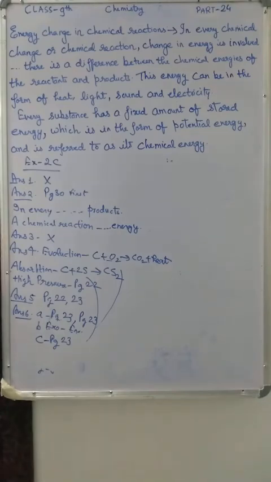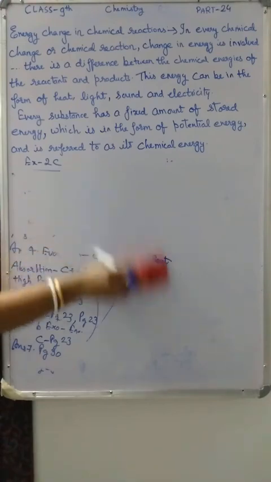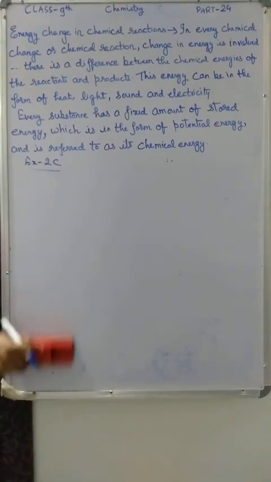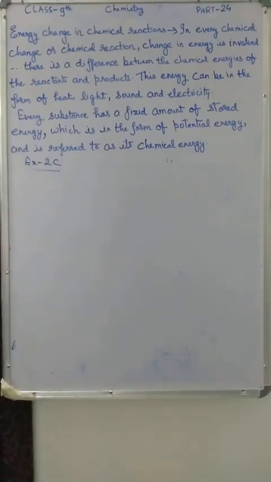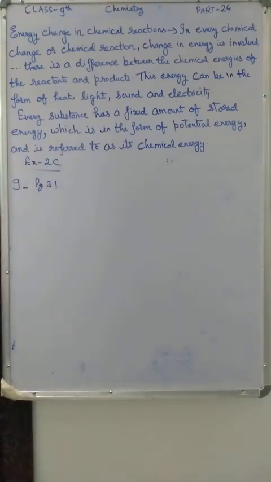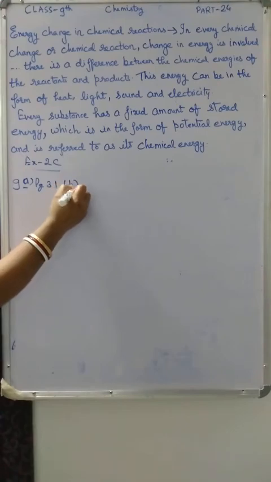Now define exothermic and endothermic change. Give two examples in each case. You will get it in page number 30. Now question number 8, I will give you at last, because I have to write the answer. Now you see question number 9. Define a photochemical reaction. You will get it in page number 31. And for B also you have to see page number 31 only.